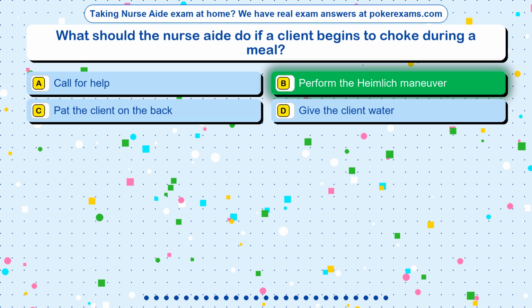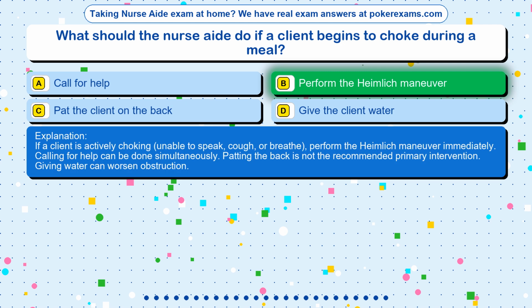The correct answer is option B, perform the Heimlich maneuver. If a client is actively choking, unable to speak, cough, or breathe, perform the Heimlich maneuver immediately. Calling for help can be done simultaneously. Patting the back is not the recommended primary intervention. Giving water can worsen obstruction.